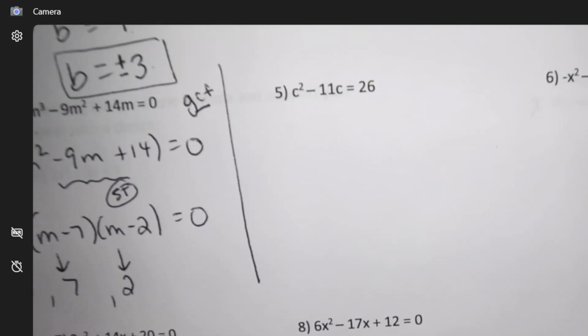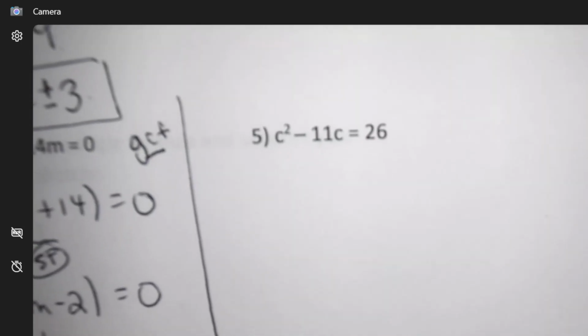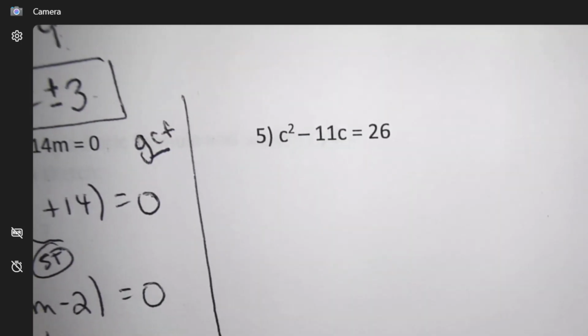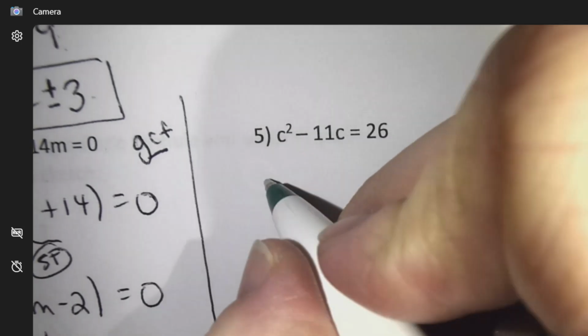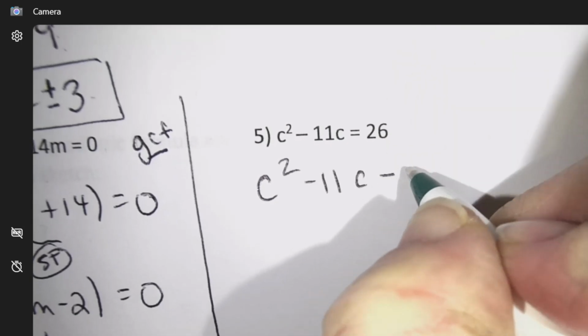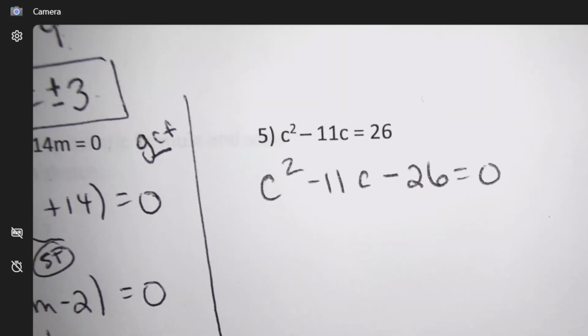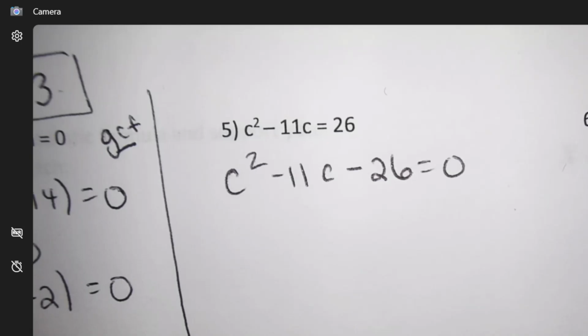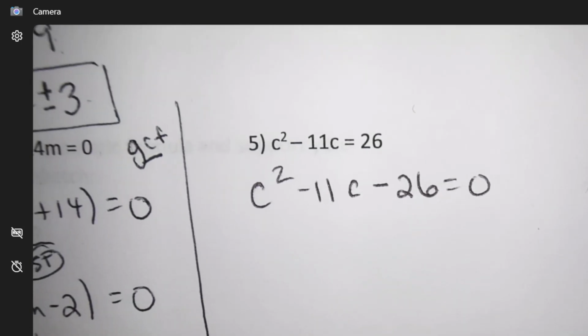Okay, number 5. First, I see 2 letters, 2 variables, c squareds and c's. 2 variables equals 0? No, it doesn't. So I have to deal with that first. Okay, you see in my process? 2 variables equals 0. Okay, so now I go into, do I recognize the factoring style of it?